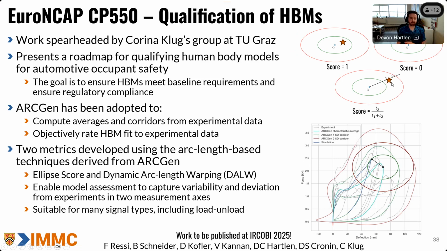Now, the advantage of the ellipse score and the dynamic arc length warping is that it captures variability in both X and Y simultaneously. So we're capturing variability in both force and displacement, because a lot of the test data in the HBM4VT program is not necessarily time-based signals, where we have a known domain to evaluate things in. That allows us to be general across a number of signals, as well as being able to capture this multidimensional variability. So this work is being published, hopefully at ARCGen 2025 in a paper there.